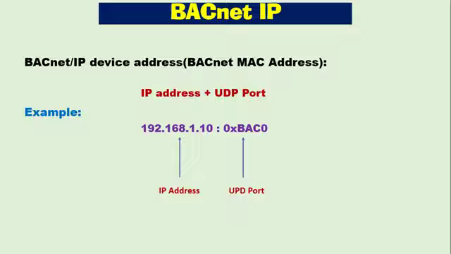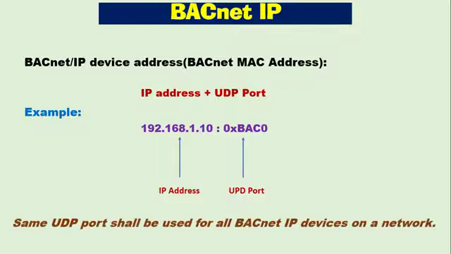The same UDP port shall be used by all BACnet IP devices on a network in order to communicate with each other. Usually the default UDP port is used for all the BACnet IP devices. If you want two different groups of BACnet devices to exist on the same IP network, then you can use different ports for these devices.